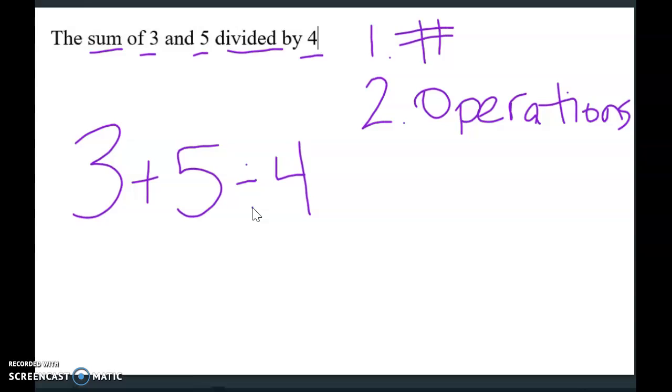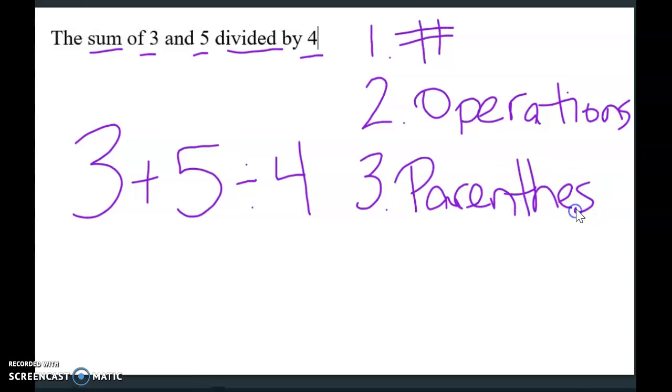So step 1 was identifying your numbers from your phrase. 2, identifying the operations. And now your third step, which is probably the hardest step, you have to identify where you're going to put your parentheses to show what we're doing first. So the sum of 3 and 5 divided by 4.